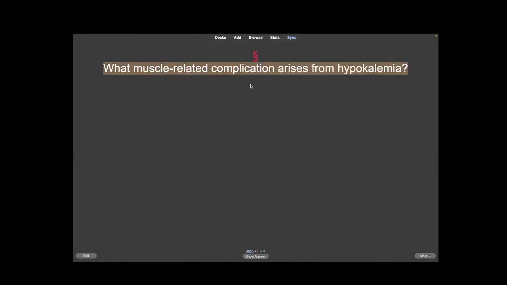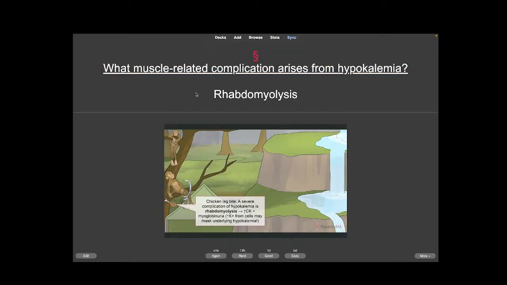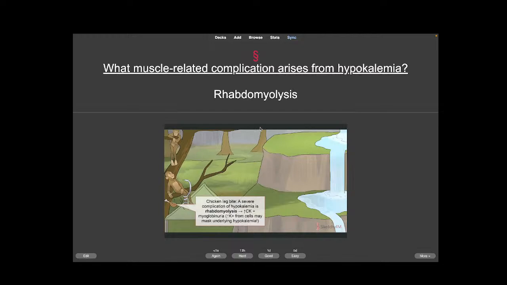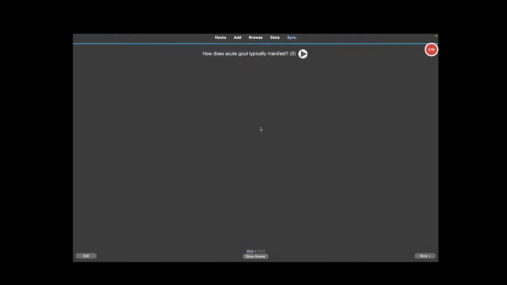What muscle-related complication arises from hypokalemia? Rhabdomyolysis. Rhabdomyolysis. Okay. How does acute gout typically manifest?